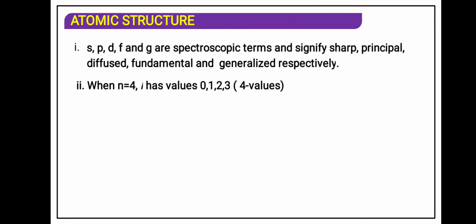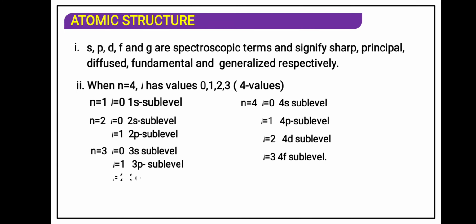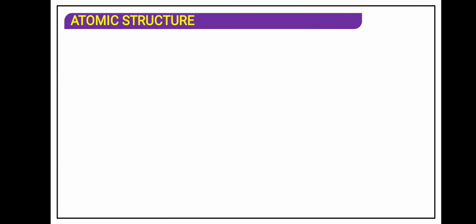If n equals 4, the azimuthal quantum number will have values 0, 1, 2, 3, which is 4 values. If n equals 1, there is only l equals 0, that means 1 subshell. n equals 2, 2 subshells. n equals 3, there will be 3 subshells, and n equals 4, there will be 4 subshells. That means third floor, 3 rooms.